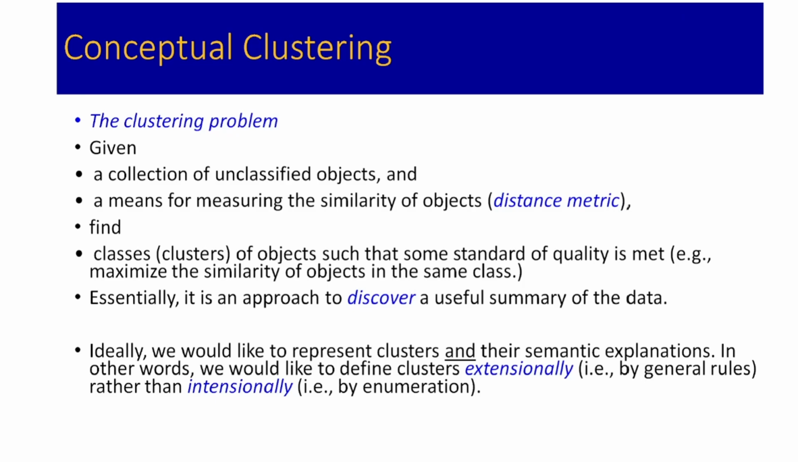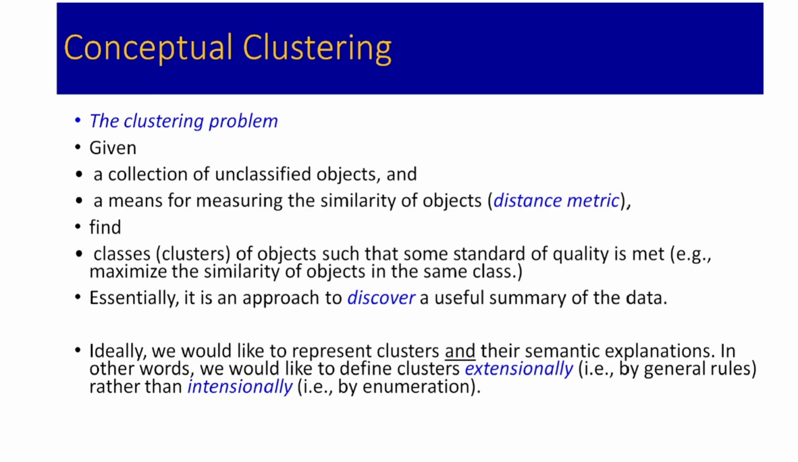What you do is very simple. You have a collection of unclassified data and you have to find a measure of similarity of the objects. We find it by distance matrices and then separate these data points into different clusters. Essentially, it is an approach to discover a useful summary of the data, if you look at it carefully. That is what we do.